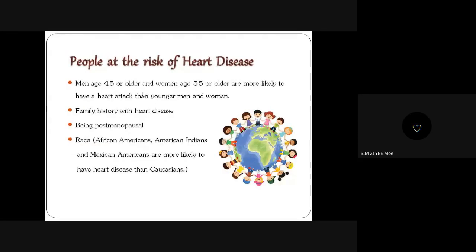Next, I would like to talk about people that are at a high risk of having heart disease. For instance, men who are age 45 or older and women that are age 55 or older are more likely to have a heart attack than younger men or women. Besides that, having a family history with heart disease and being postmenopausal. Furthermore, races like African American, American Indians, and Mexican American are more likely to have heart disease than Caucasian.